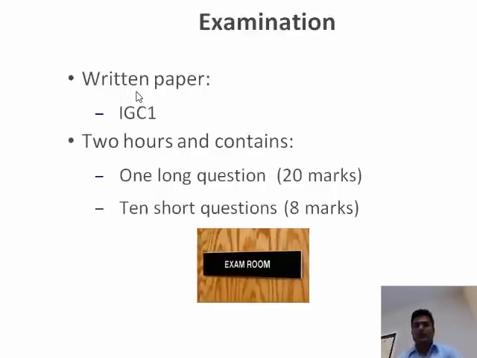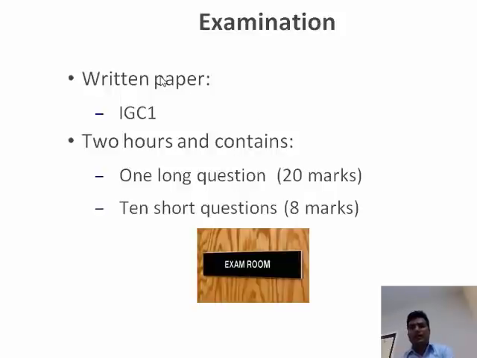There are 2 written papers and 1 practical paper. The IGC written paper IGC1 is 2 hours, with 1 long 20 marks question and 10 short questions of 8 marks each. This is about IGC1, the first paper. The first paper is written, the second paper is also a written exam, and the third paper is practical.